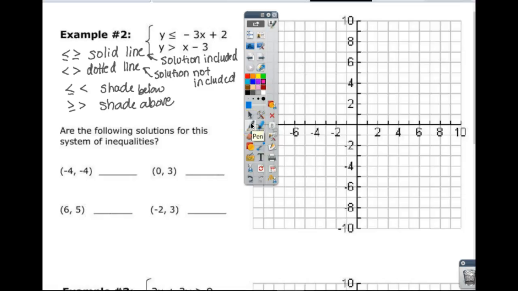So I'm going to graph the top one first. I'm going to start at 2, so there's the dot. And the minus 3, I go down 3 over 1, down 3 over 1. Is this going to be a solid or a dotted line? Solid, because it has the line under it. So I'm going to try to make this a straight line and solid. Well, not so good, but I did my best.